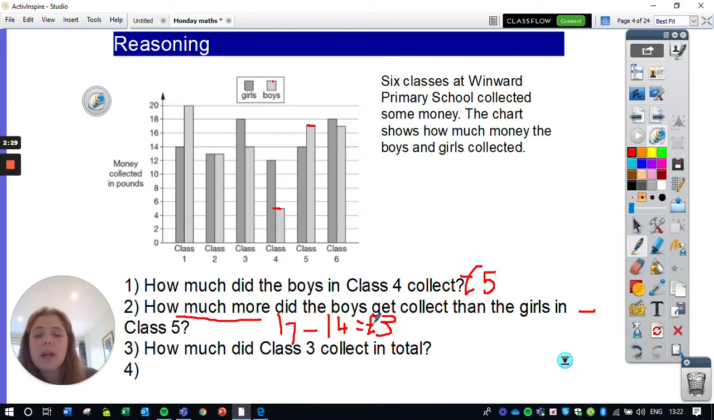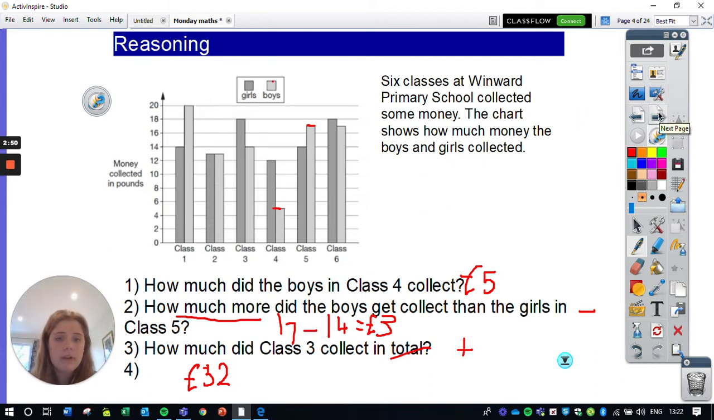Okay, how much money did the class 3 children collect in total? We know in total means we're adding. So I go to class 3 and I add together 18 and 14, which is 32. And then don't forget the final step is to make sure you've got your unit of measure here, which is pounds. 32 pounds. Well done if you confidently answered all of those questions on statistics.